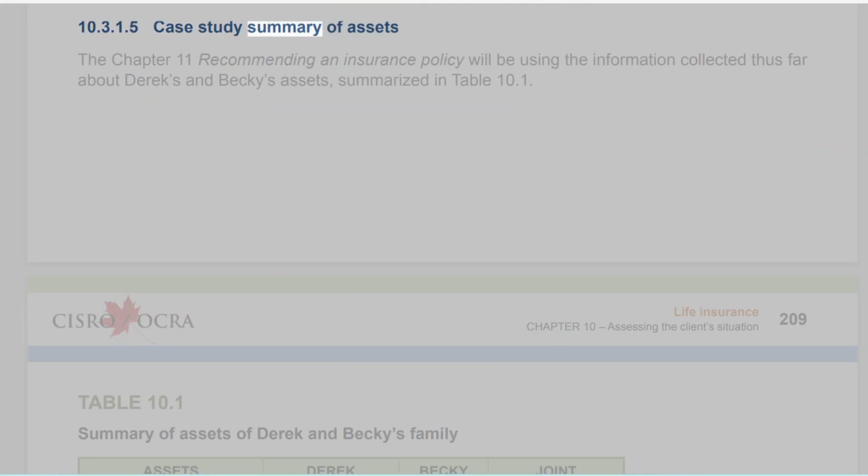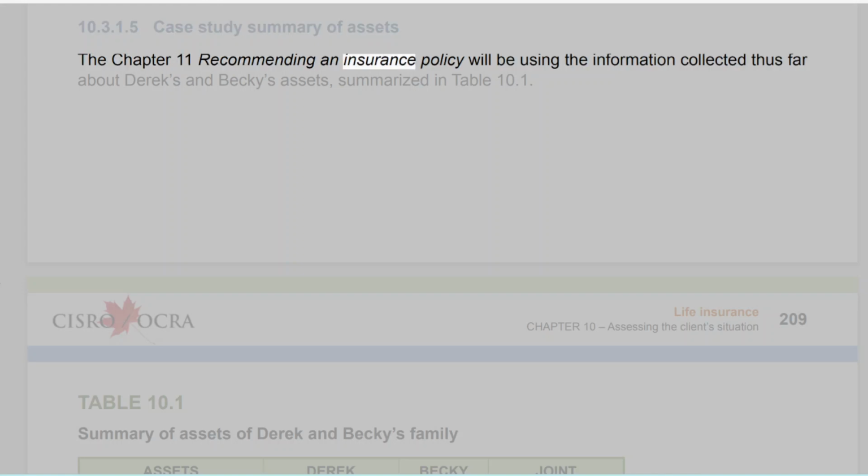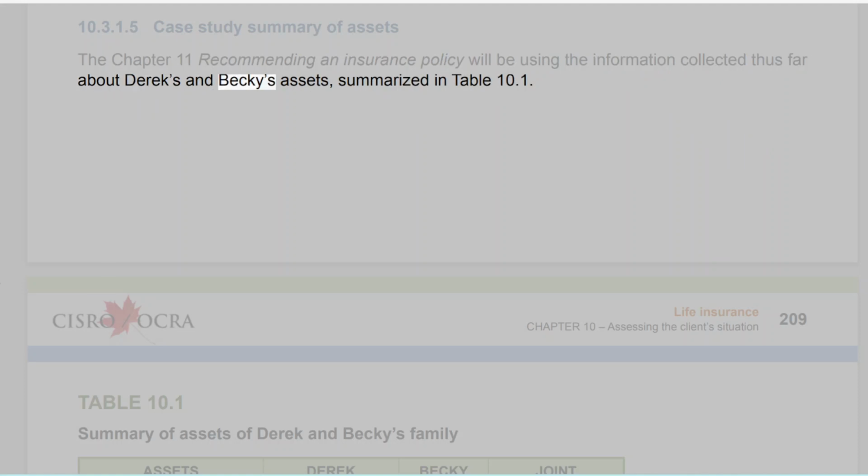10.3.1.5 Case Study: Summary of Assets. The Chapter 11 recommending an insurance policy will be using the information collected thus far about Derek's and Becky's assets, summarized in Table 10.1.